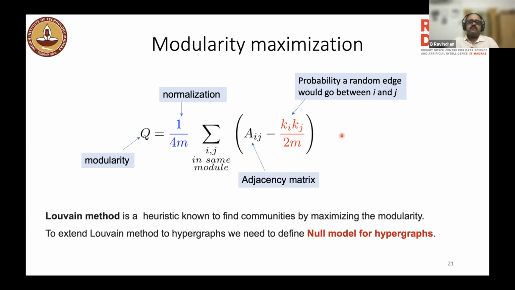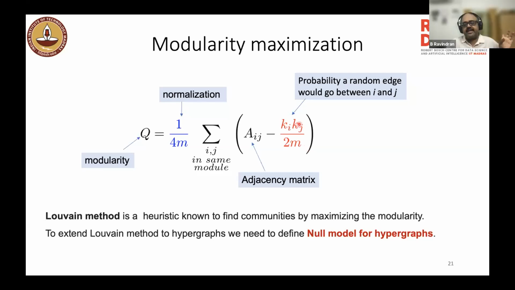So in this expression, Ki Kj by 2m is the probability that if I randomly distribute these m edges, an edge will lie between node i and j, while preserving the degree of nodes i and j from the original graph.